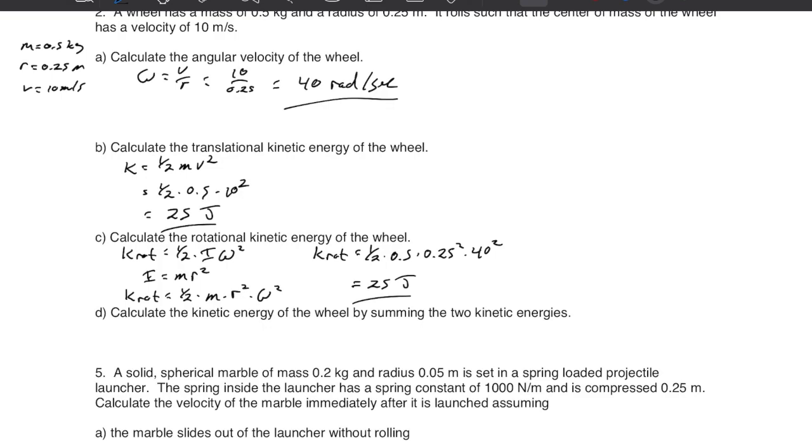Calculate the kinetic energy of the wheel by summing the two kinetic energies together. So total kinetic energy would be our translational kinetic energy plus our rotational kinetic energy. 25 plus 25 would get us 50 joules.